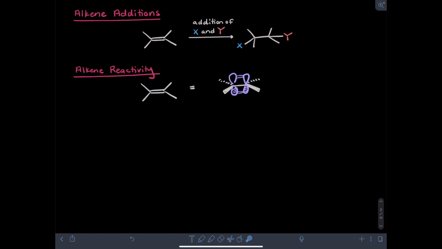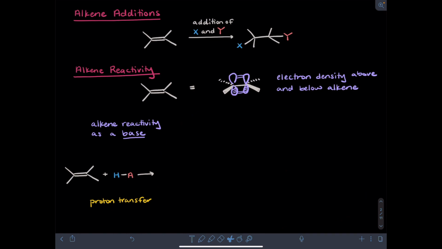To explain alkene reactivity, we need to consider the pi bond of the alkene. The carbons of the alkene themselves are sp2 hybridized, so they are trigonal planar. The double bond of the alkene is a pi bond that's made up of side-on overlap of two unhybridized p orbitals. This pi bond has electron density both above and below the plane of the alkene. And this electron density can be used in reactions.